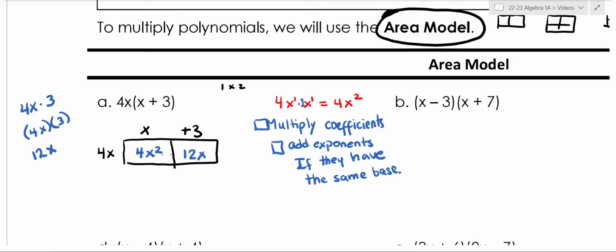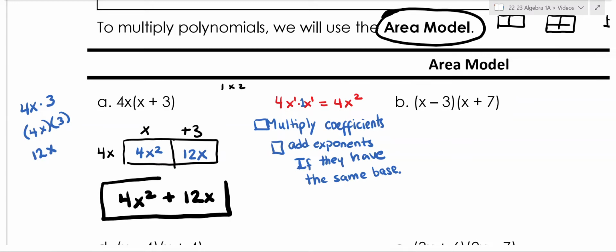So now you look at what's inside the box. Out of these two boxes, are they like terms? No, this is x raised to the second power, and this is x raised to the first power. So they're not like terms. So your final answer is going to be 4x squared plus 12x. Highest degree to lowest degree, here we go. That's the answer.